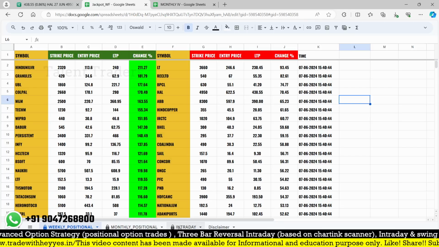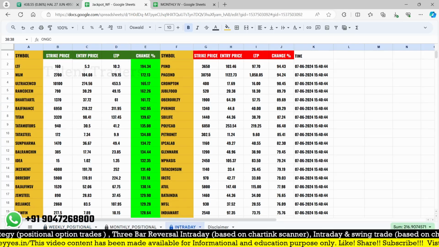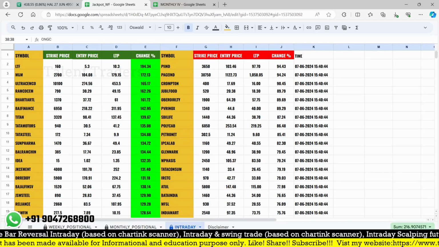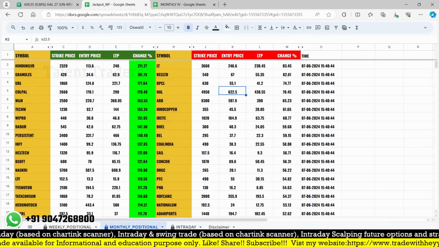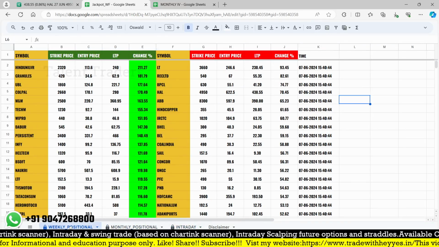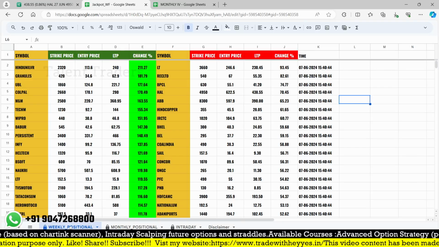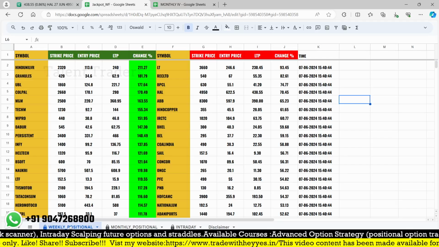Monthly positional, simply avoid, and for weekly positional the new strike prices and entry prices will be updated this weekend, maybe tomorrow or the day after, but they will be available before market opening on Monday.